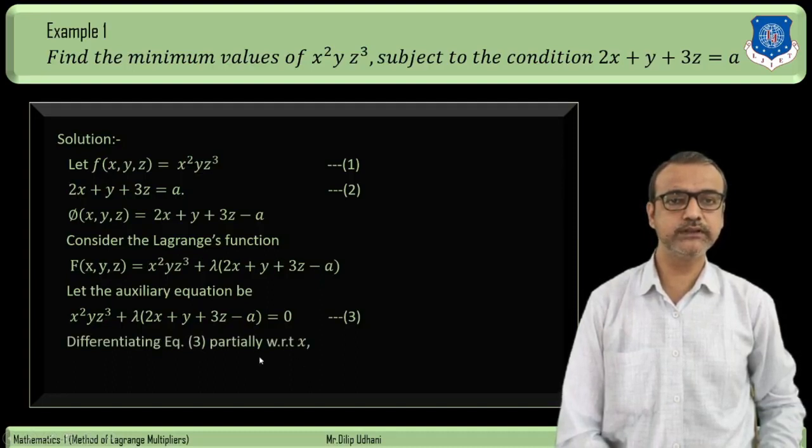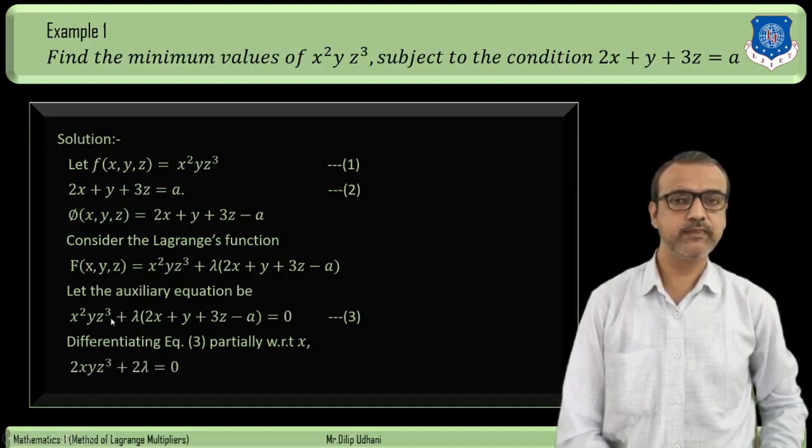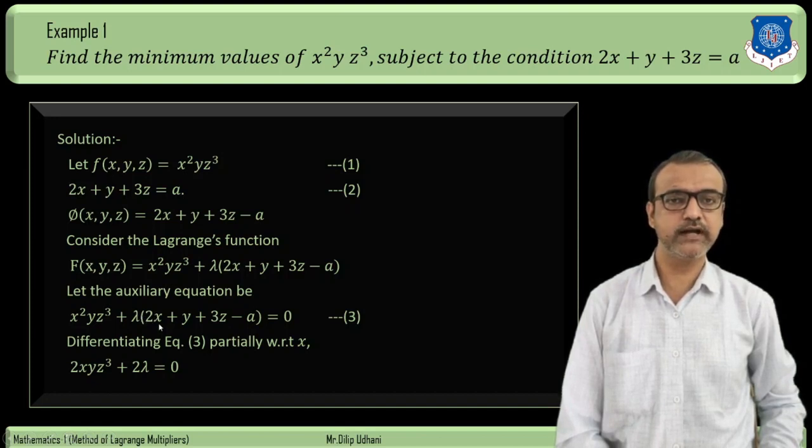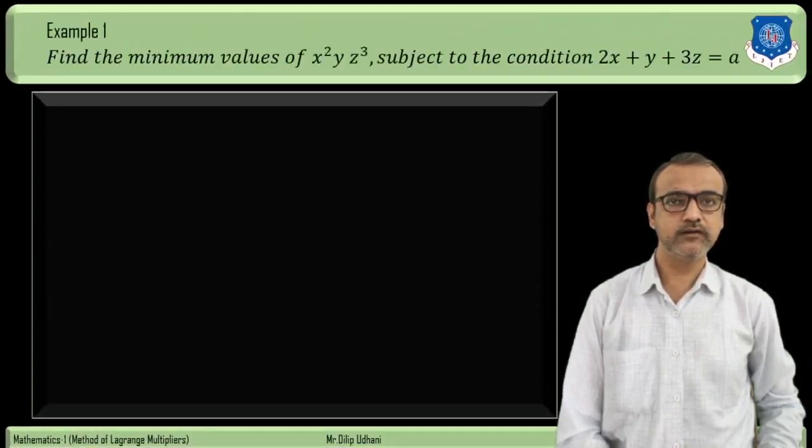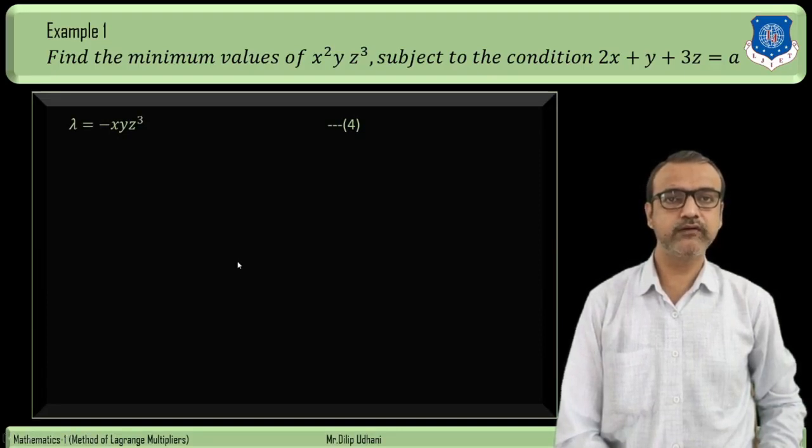Now differentiating equation number 3 partially with respect to x. So we will keep y and z constant. So derivative of x square is 2x, y and z cube is constant, lambda will be as it is, derivative of 2x, 2 is constant and derivative of x is 1. Then after y, 3z and minus a are constant, so its derivative will be 0. So we have 2x y z cube plus 2 lambda equals to 0. Now we will divide the equation by 2, and from that we will find out the value of lambda, and lambda is equals to minus x y z cube. Now say this is equation number 4.